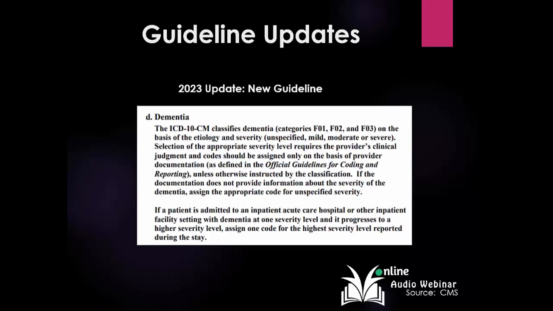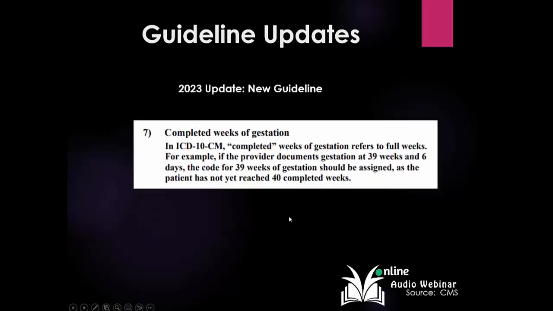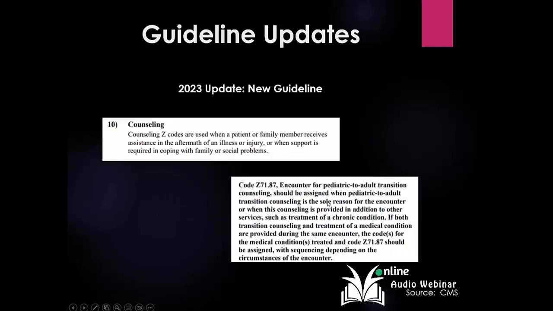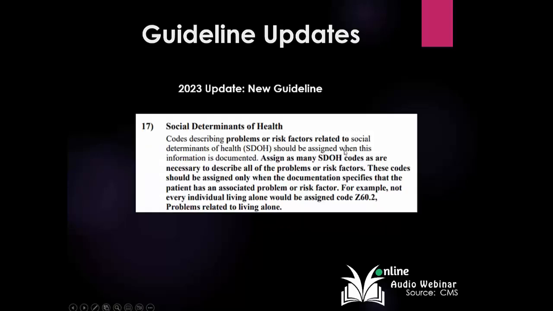For dementia, so dementia completely exploded in 2023. We also have a new code for completed weeks of gestation. We also have a new guideline for hemorrhage following elective abortion. We also have an updated code for encounter for pediatric to adult transition counseling. We also have an update as far as language to the social determinants of health guidelines.